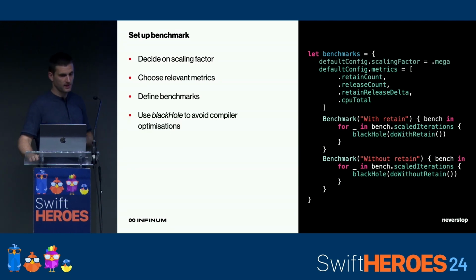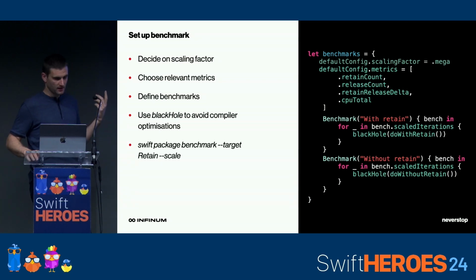Just a note about this black hole. This black hole is important to avoid any compiler optimization, so that sometimes the compiler can see that our code doesn't have any side effects, and it might optimize it completely away. And finally, we can run this with a Swift package benchmark target, which we set up, in this case retain, and this flag to scale our output.